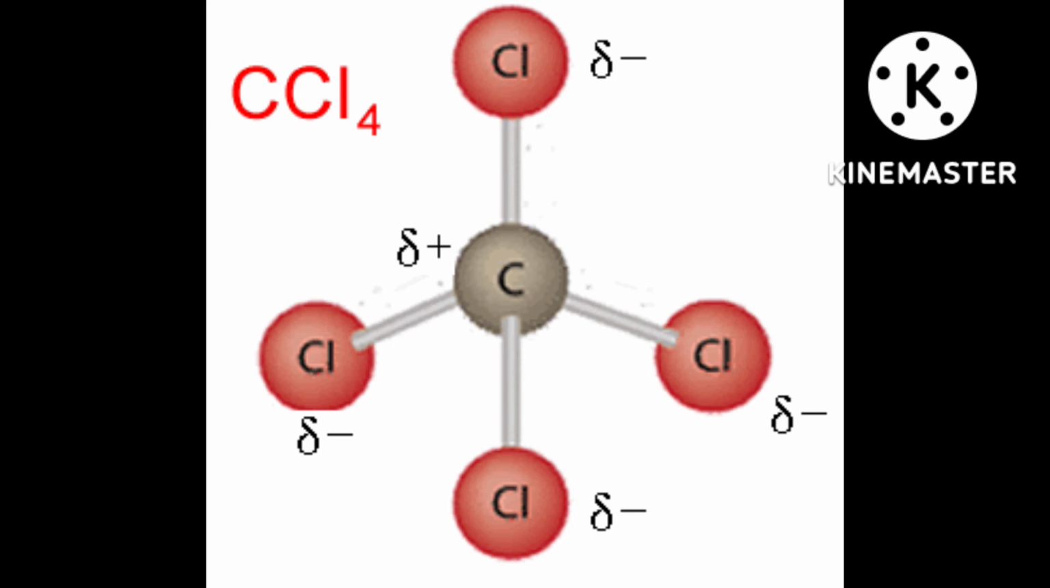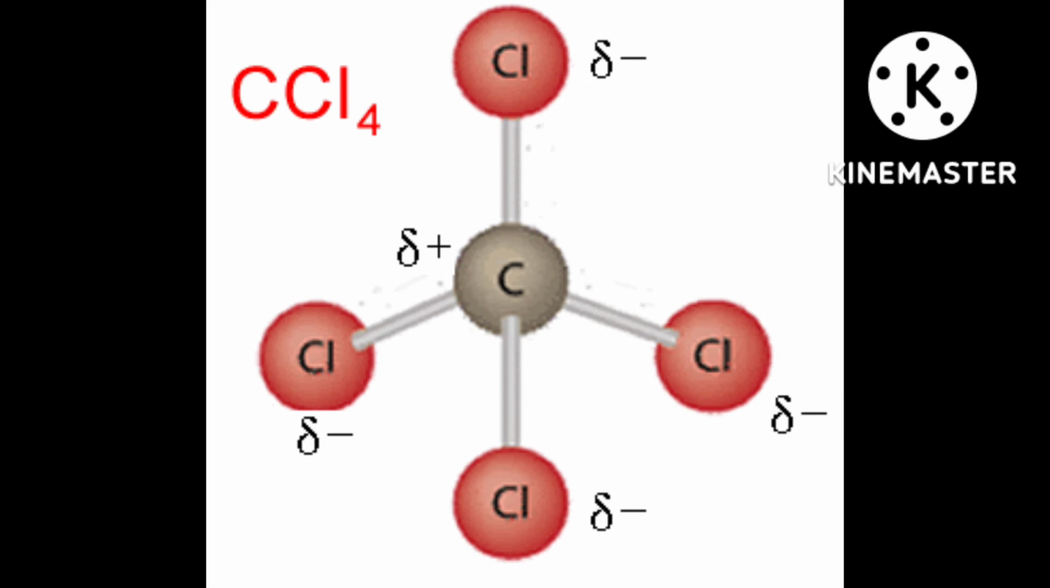Then AB2, H2O. Its dipole moment value is 1.85, and it is a bent structure. Geometry is bent. Keep in mind, I am telling you very important things. H2S, hydrogen sulfide gas, its dipole moment value is 0.95, less than H2O, and it is also bent. And carbon dioxide is linear, and its dipole moment value is 0.